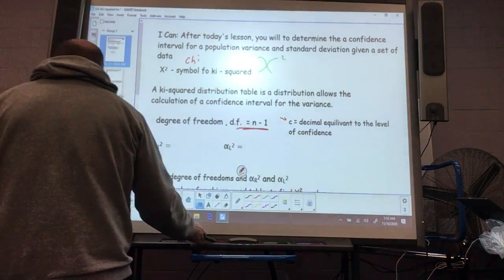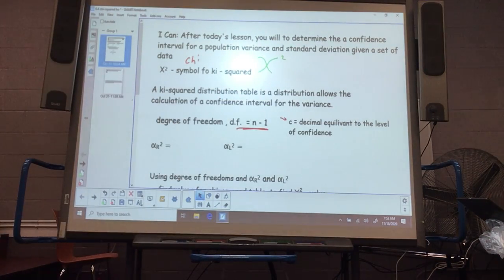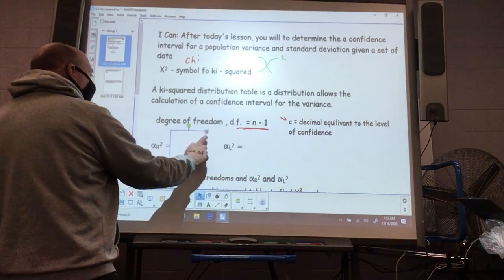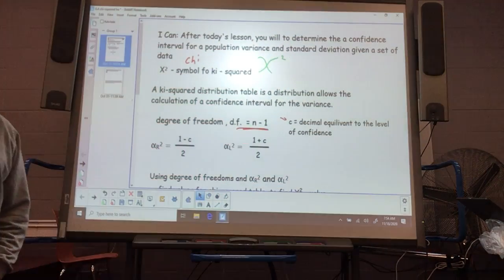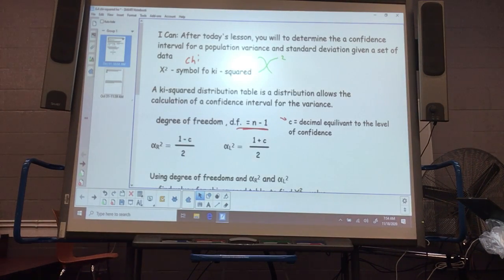If you look at your table, you have along the top of your table these alpha values, and you have your degree of freedom that goes along the side. You're going to come down to two alpha values. How we calculate these alpha values are 1 minus c divided by 2 and 1 plus c divided by 2. So we get two alpha values that are going to be along your top.